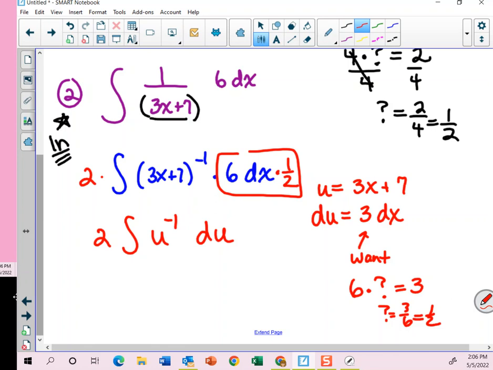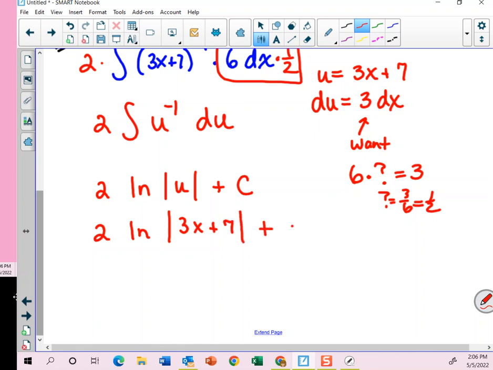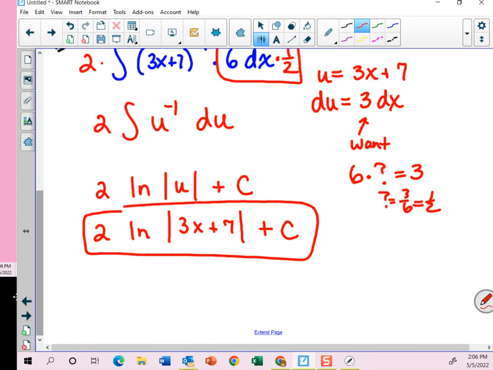If I try to add 1, I get a 0. I can't divide by 0. This is a special case. This is 2 natural log absolute value of u plus c, or 2 natural log of the quantity 3x plus 7 plus c. That would be my antiderivative.